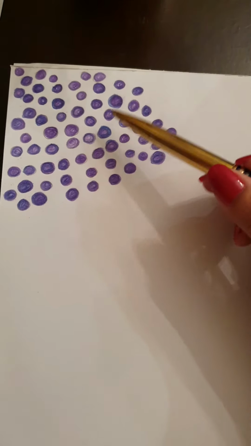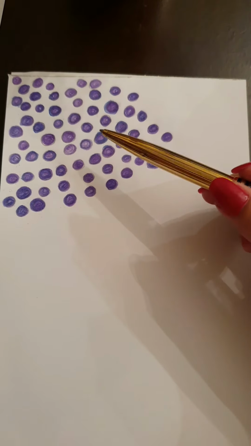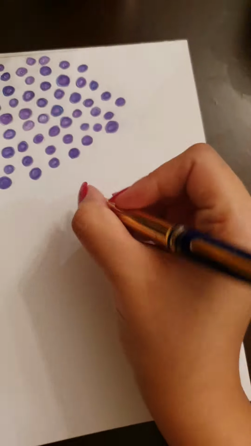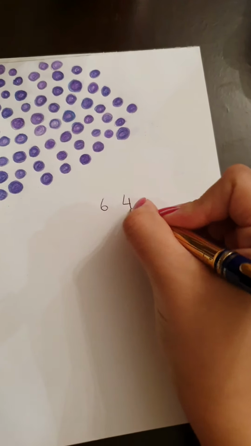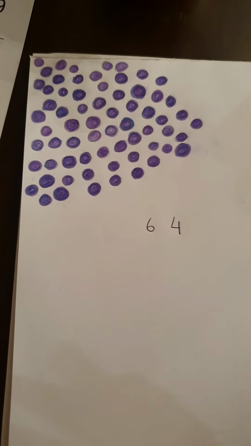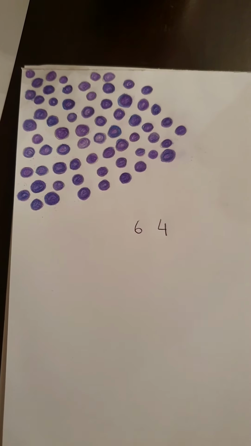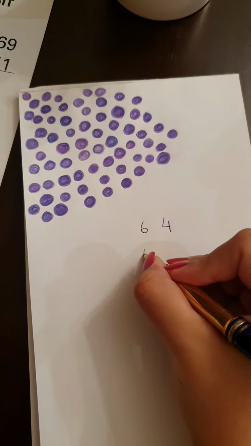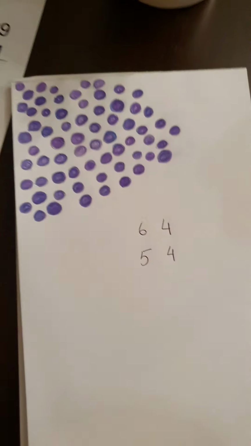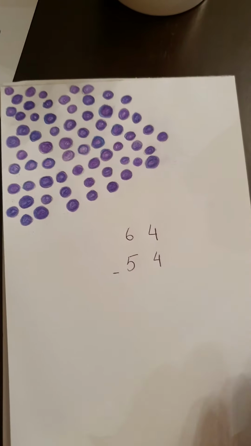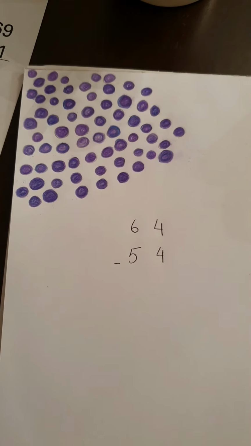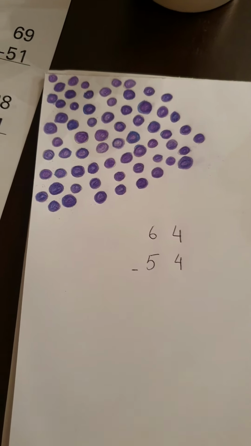Okay, so I have 64 blueberries over here. These blueberries are 64. So let's write 64 first, like this. And I was so hungry, and blueberries are so delicious that I ate 54 blueberries. Oh God, I ate a lot. Now I need to find the difference, okay? The difference of how many blueberries did I eat and how many are left.